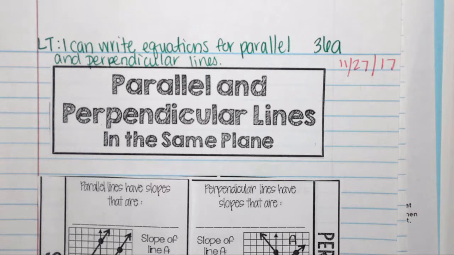Now, do perpendicular lines cross? Yes. Parallel lines don't intersect. Perpendicular lines do. That's the point of what we're talking about. They make an X and they intersect at a 90-degree angle.